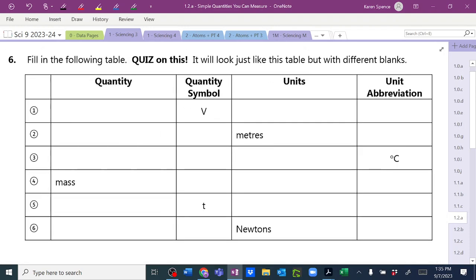So you can take the regular version of the quiz, which will look pretty much like this. It's just different things to be filled in. You'll get one thing per line. So you might get the quantity symbol, you might get the unit, you might get the quantity, you might get the unit abbreviation, one per line. If you choose to do the enriched version of the quiz, you just get a blank table and you need to fill it in all on your own. Your choice what you do.